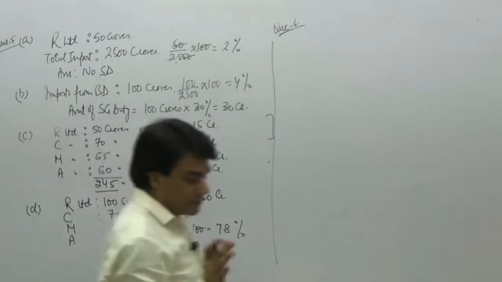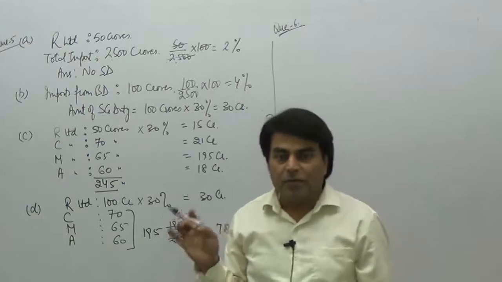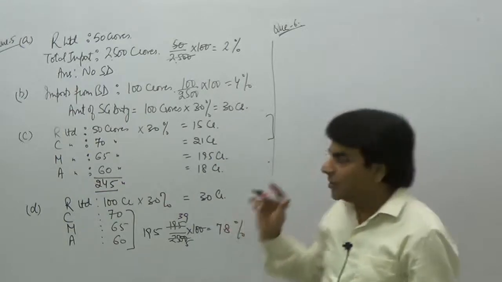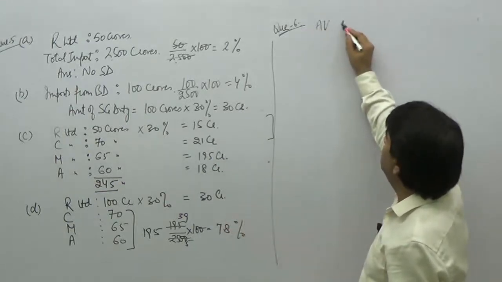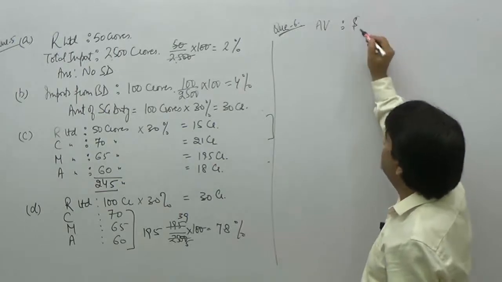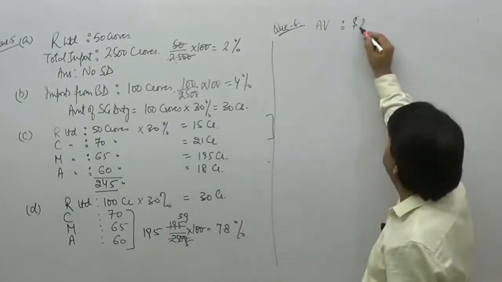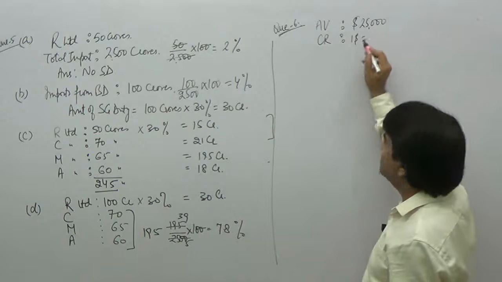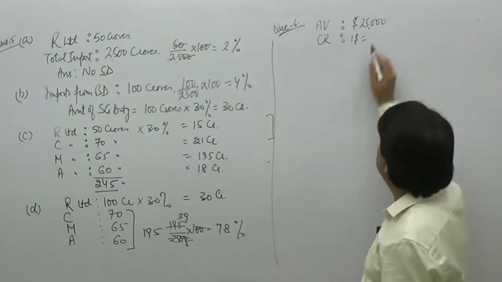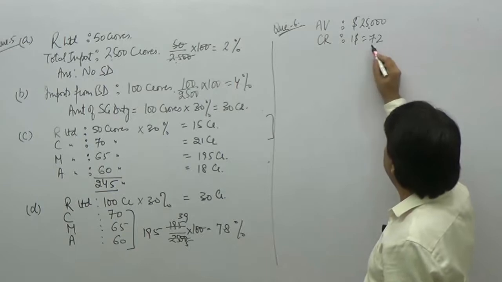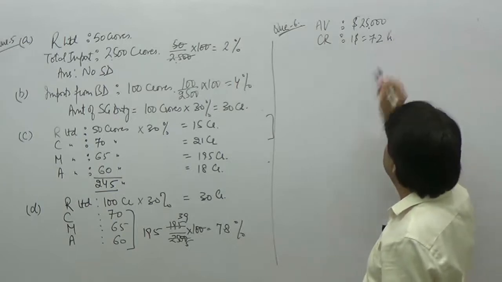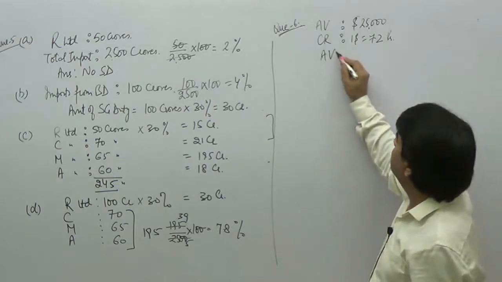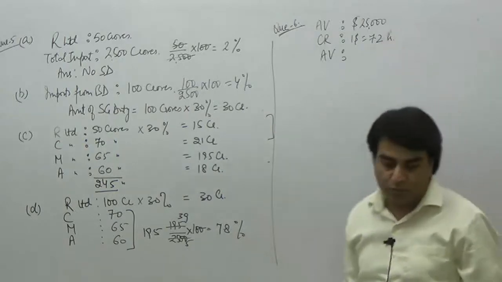Now, the very first step: we have been given the assessable value in dollar terms, foreign currency terms. So what is the assessable value? In dollar terms, it is $25,000. The conversion rate is $1 equal to, what is the rate given? 72 rupees. $1 is equal to 72 rupees. So what is the assessable value in rupees? The assessable value in rupees is this multiplied by 72.